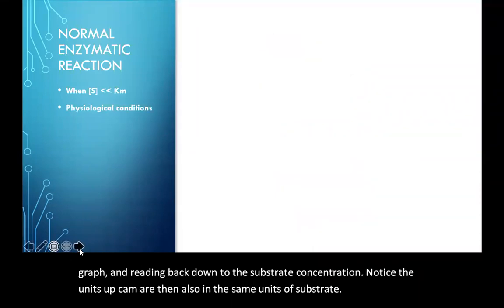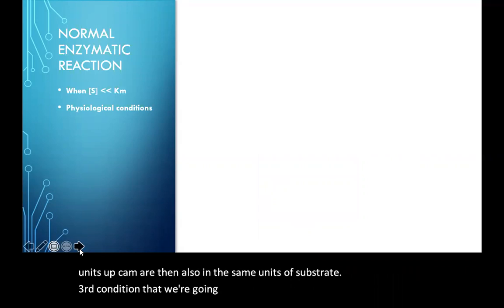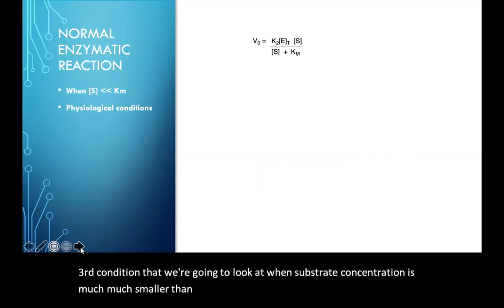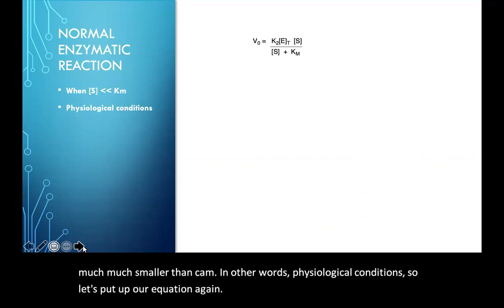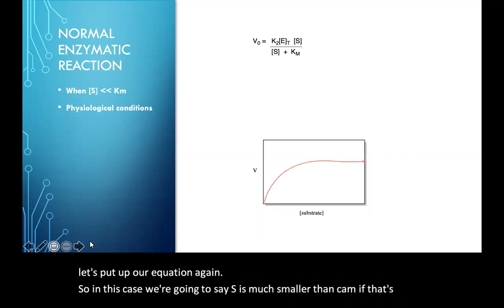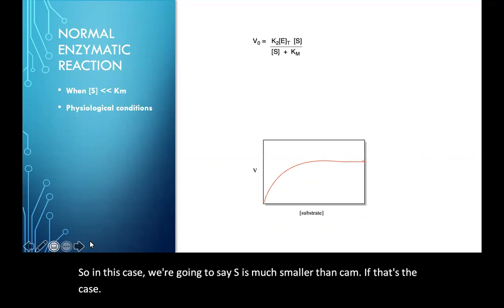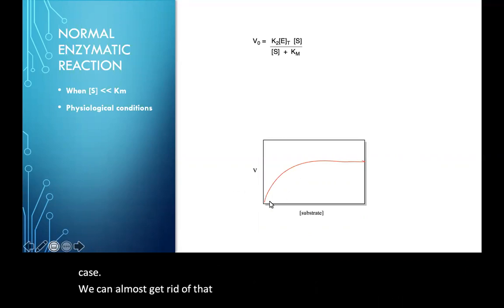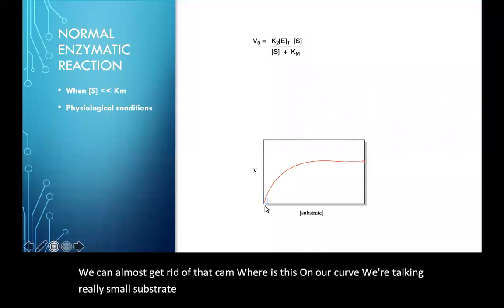Third condition that we're going to look at is when substrate concentration is much, much smaller than Km. In other words, physiological conditions. So let's put up our equation again. So in this case, we're going to say S is much smaller than Km. If that's the case, we can almost get rid of that Km. Where is this on our curve? Well, we're talking really small substrate concentrations. So that's down on this end of the curve.